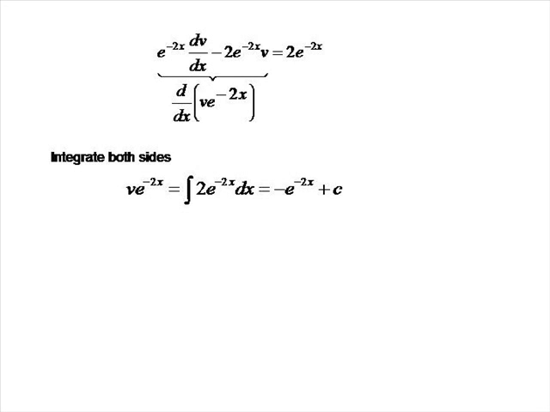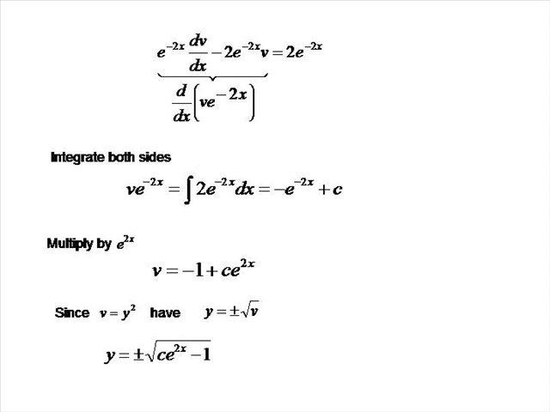So we can now rearrange this expression to come up with the form for v. We do this by multiplying both sides by e to the 2x. When we do that, we get that v is equal to minus 1 plus c times e to the 2x. Let's now recall that v was defined to be y squared, so to get y we have to take plus or minus the square root of v. If we do that, we see that y is plus or minus the square root of c times e to the 2x minus 1, and this is our general solution to the Bernoulli equation.